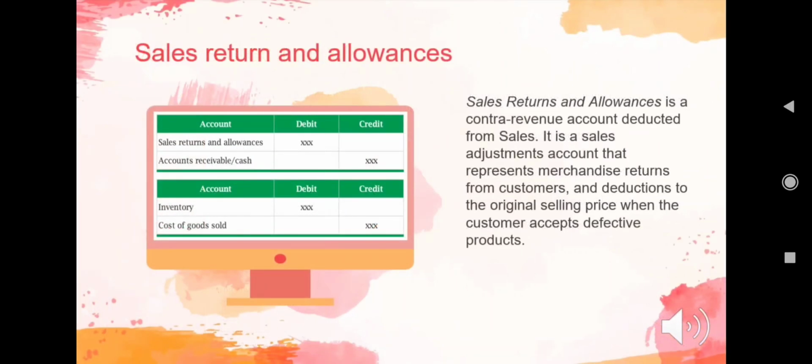Sales return and allowance. It is a contra revenue account deducted from sales. It is a sales adjustment account that represents merchandise returned from customers and deduction to the original selling price when the customer accepts defective products. This is an example of journal of sales return and allowance.